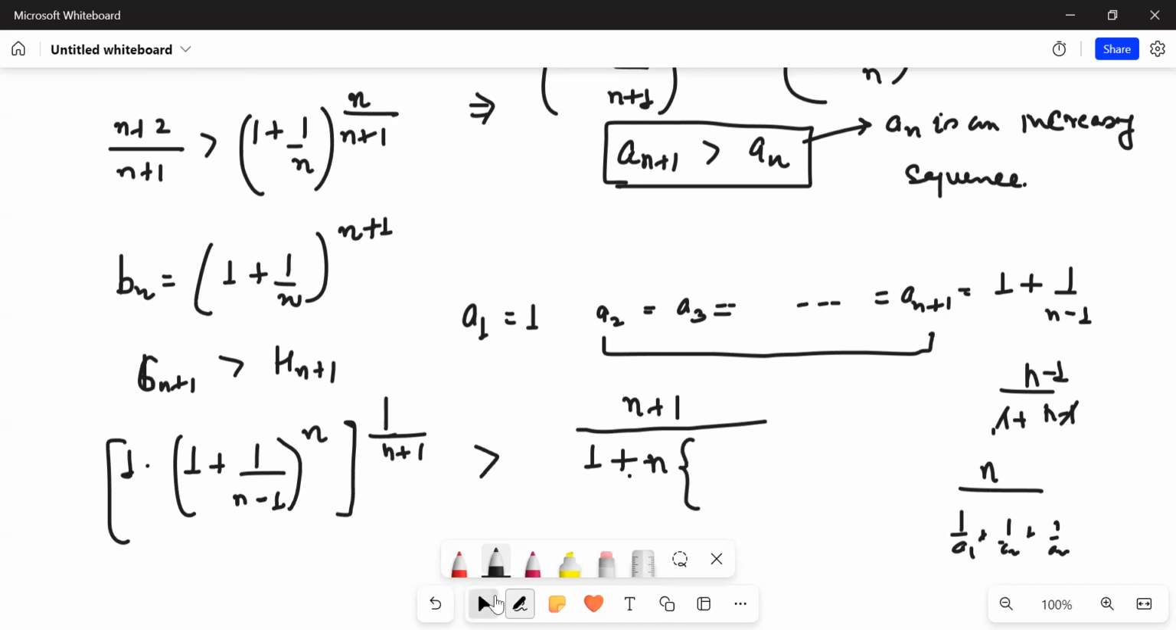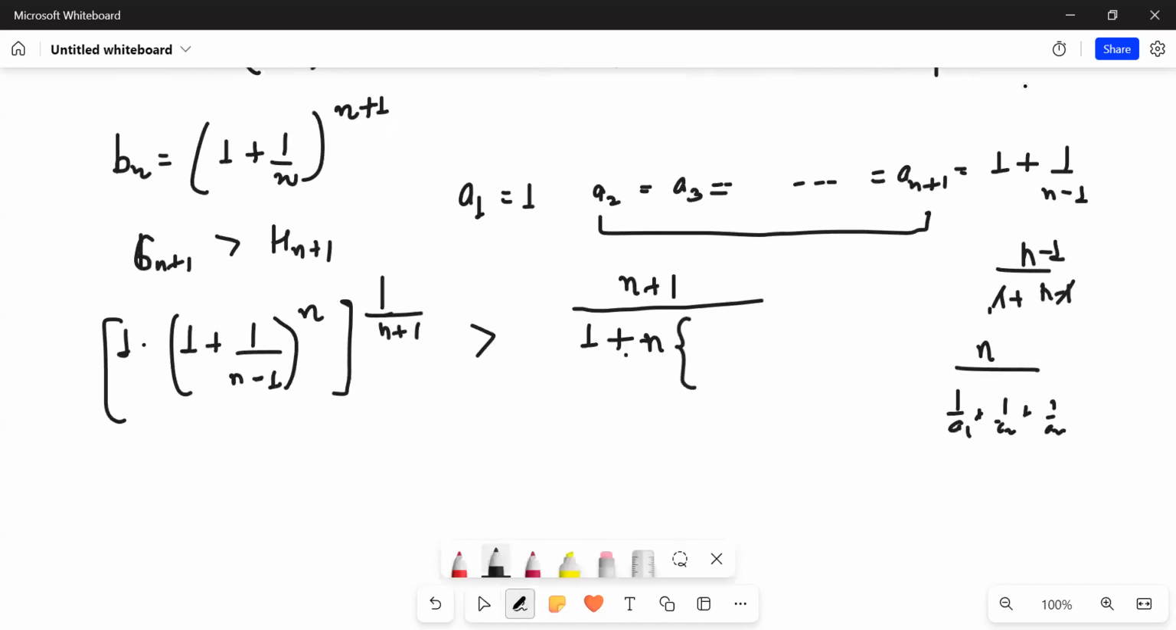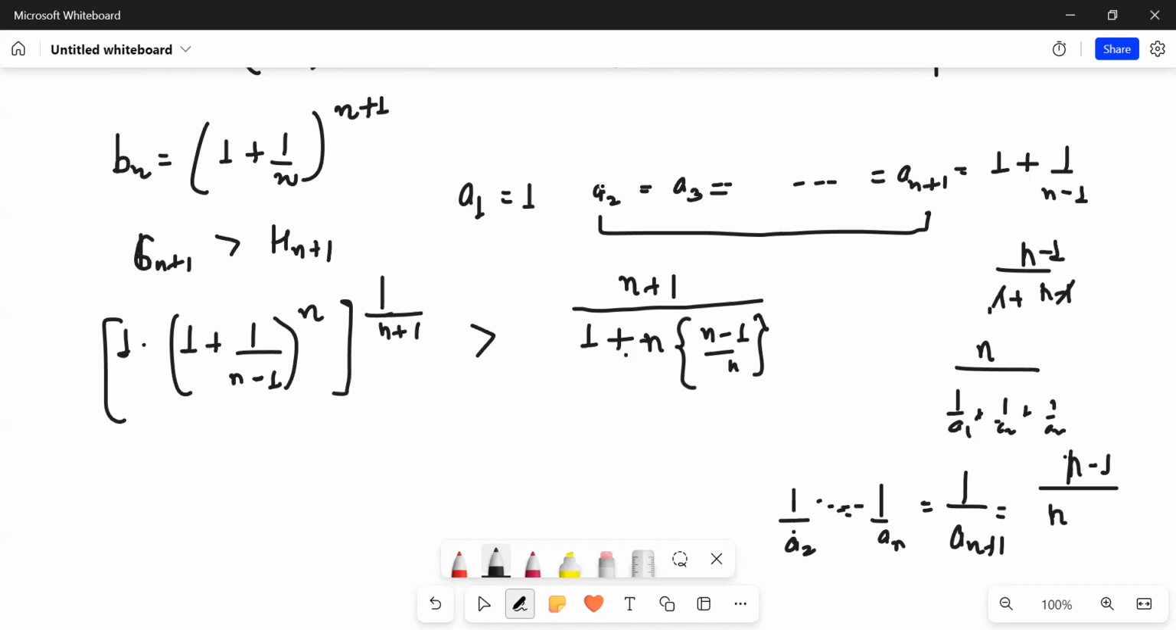Okay, so just think about 1 upon a(n+1). So I'll write 1 upon an right now, and this is equal to 1 upon an also. This is equal to 1 upon a2 also, and so on. So this will be equal to n minus 1 upon n, and these being added, all these being added, 1/a2, 1/a3, 1/a(n+1). Instead of writing addition, because all these numbers are the same, it's equivalent to multiplying this particular thing n times. So this gets cancelled here.